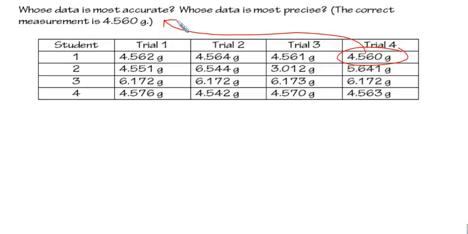Student 2. Whoa, student 2 is all over the place. They've got issues. They'll probably blame their lab partner or something like that. Student 2, no. 4 grams, 6 grams, 3 grams, 5 grams, they're everywhere.